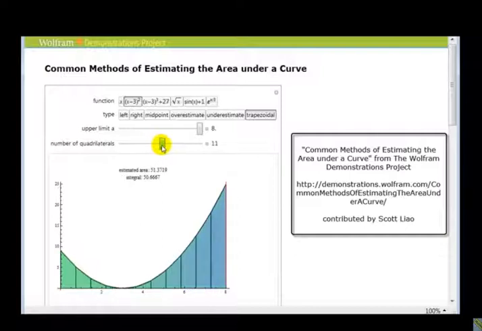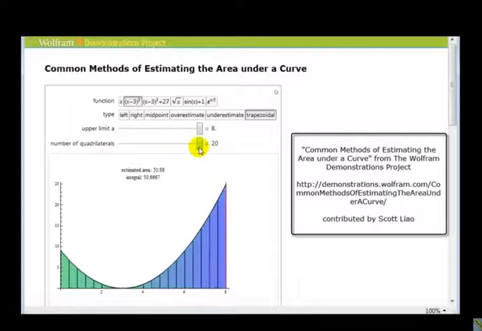You can quickly see that as we increase the number of trapezoids, the area of those trapezoids is going to approach the value of that definite integral.